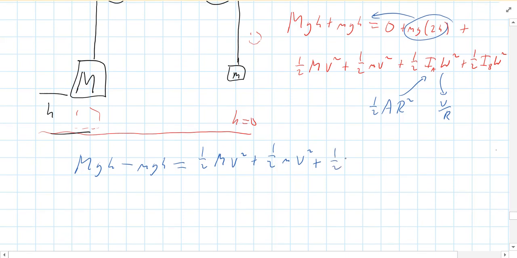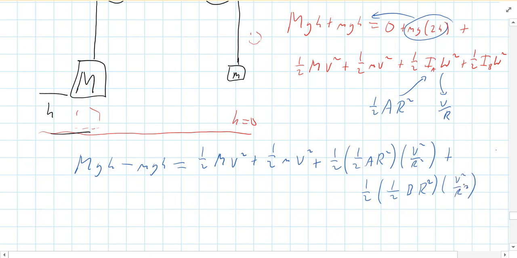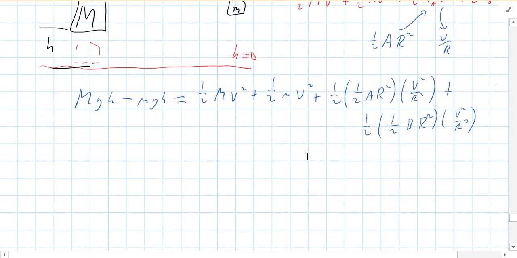So we get 1/2 times 1/2 A r squared times v squared over r squared, plus 1/2 I of B, which is B r squared, times v squared over r squared. So we made a whole bunch of substitutions there. Now check it out, we can cancel a bunch of stuff out. All the r's are going to drop out. So we'll start with that.